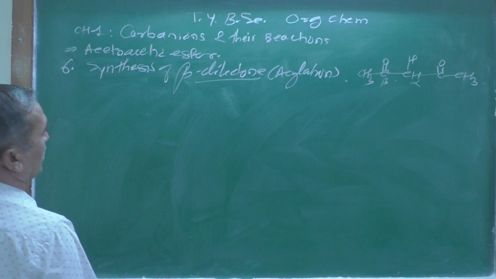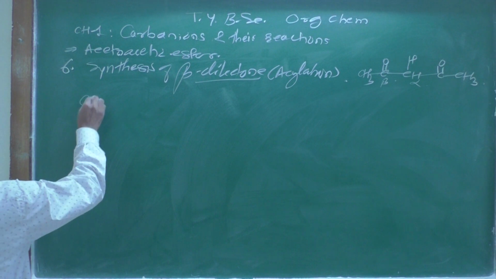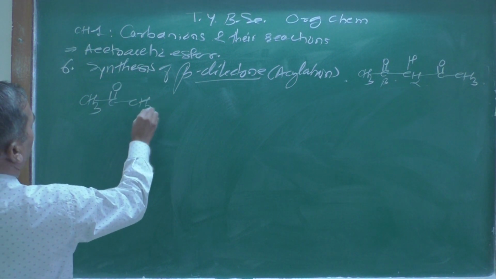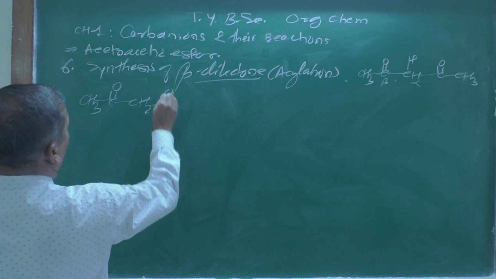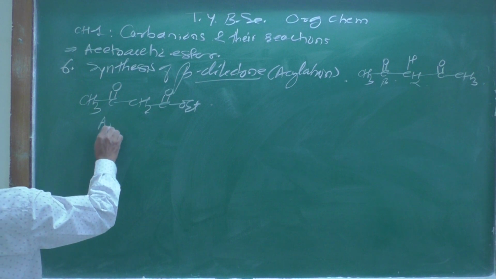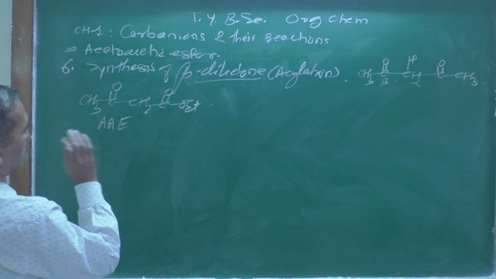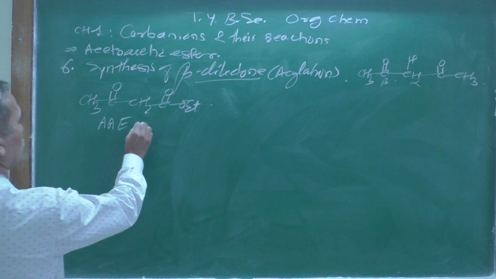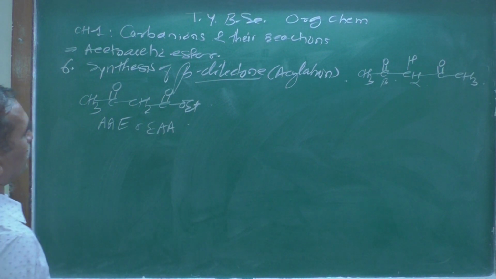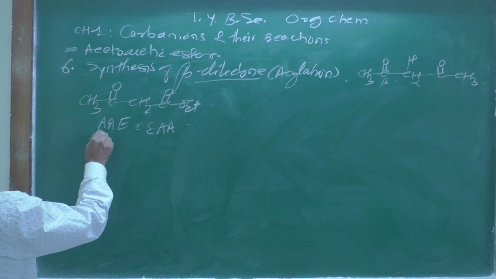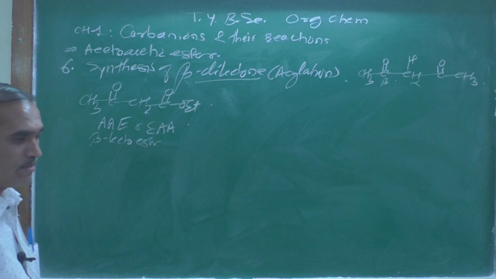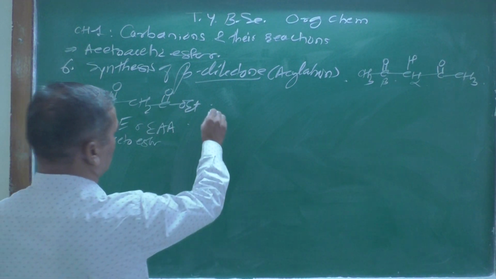Now let's start the synthesis over here. Here we have CH3, C double bond O, then CH2, C double bond O and OEt, right? That is called acetoacetic ester, acetoacetic ester or ethyl acetoacetate, or we can call it beta-keto ester, which is our starting material as usual.